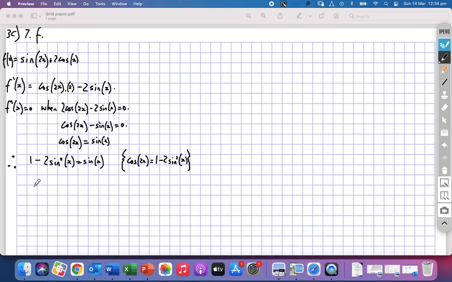next I'm going to make this a quadratic. So what I'm going to do is reorder this. I'm going to say 2 sine squared x. It's like I'm adding that to both sides, plus sine x minus 1 equals 0. Right, so I've done a bit of arranging to try and put this into the form of a quadratic. Okay. Now I think it's easier to get rid of the signs at this point.